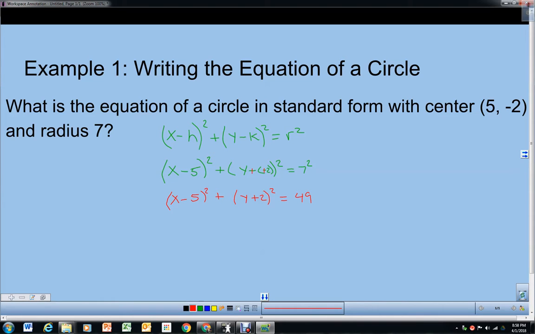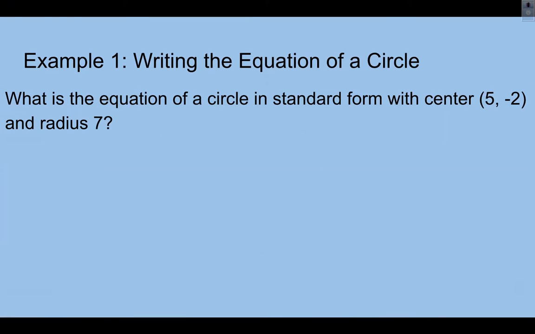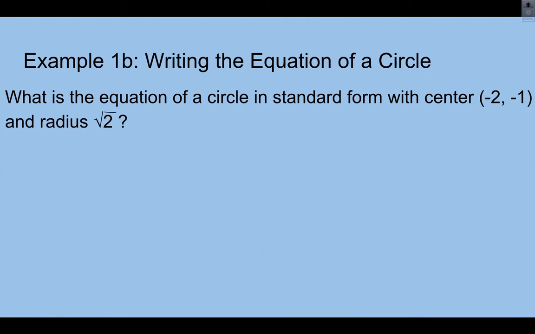If you remember when we wrote equations of lines and we put it in point slope form, we always took the opposite of what was inside the parentheses. So let's take a look at the next one. What is the equation of a circle in standard form with the center (-2, -1) and a radius of the square root of 2? So pause the video, try this one, and in a couple minutes come back and see what you got.